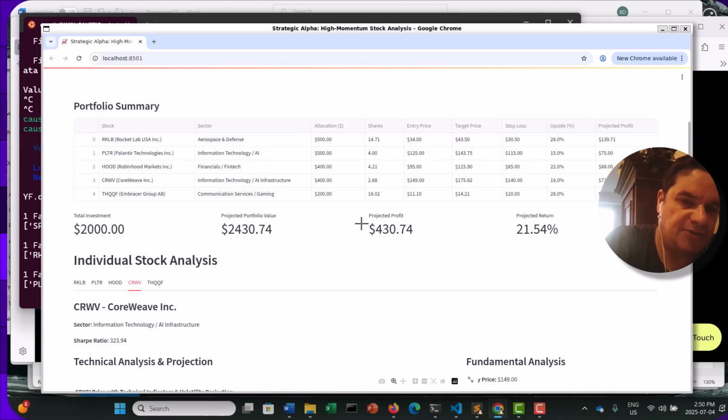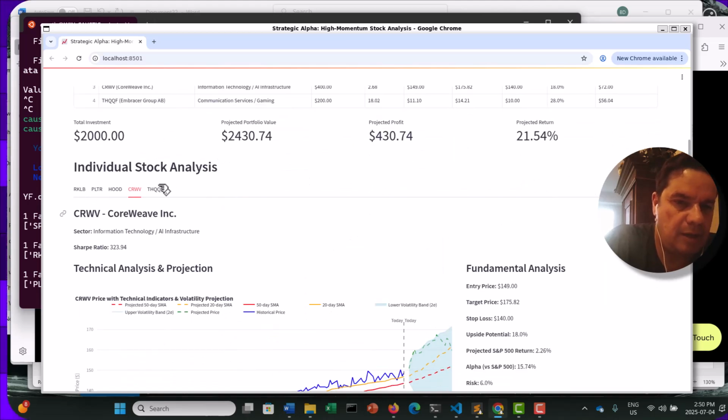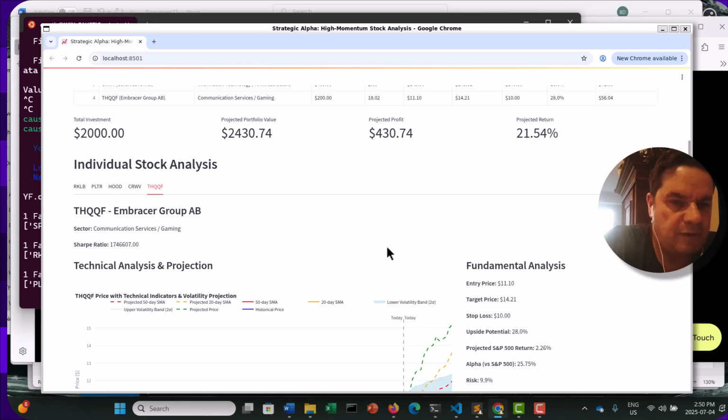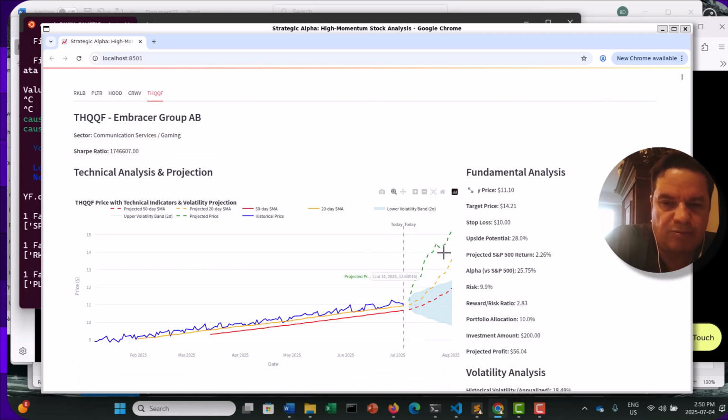Let's check out this one. This is a video gaming company, THQQF. See, look at that price. That could just skyrocket. And we may be in the early days of one of the stocks that we didn't pick up, or I should say the AI picked up. My scans picked up, and this is multiple, I think multiple holdings, ETFs.